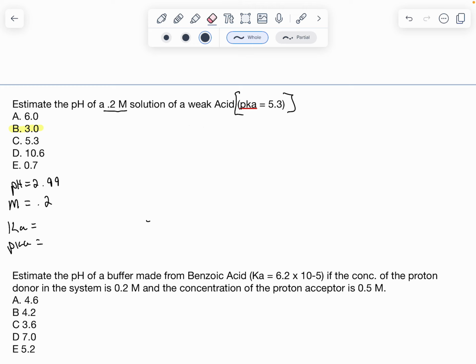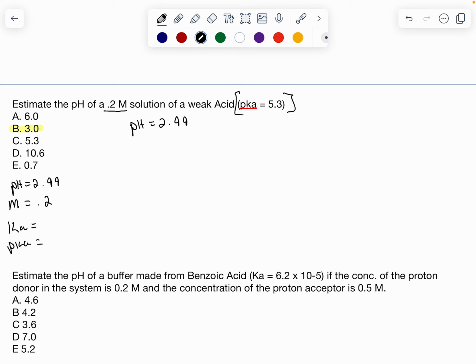Sweet. Just erased all that. So let's say we have a starting pH equal to 2.99, and we want to find our Ka and our pKa. Again, we have it up here already, but just for the sake of it, we're going to run through it again. Just act like you don't know it.